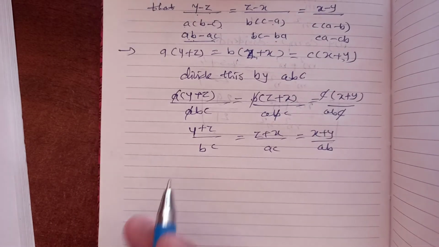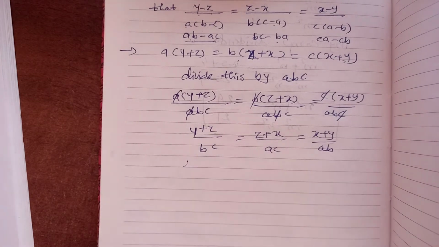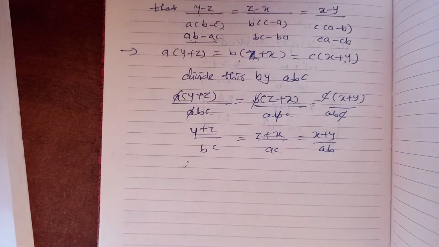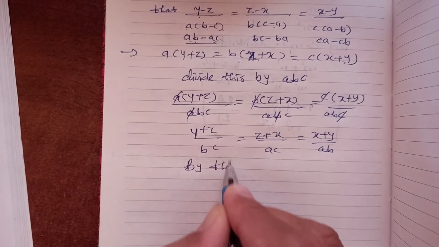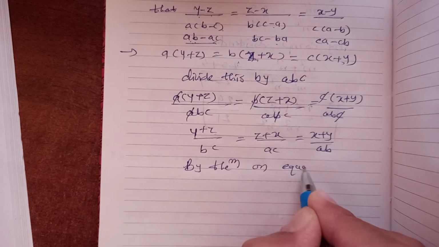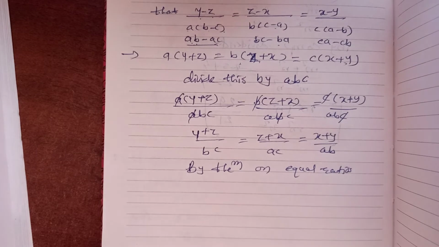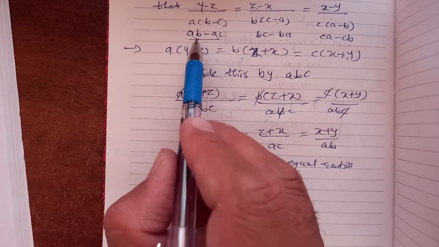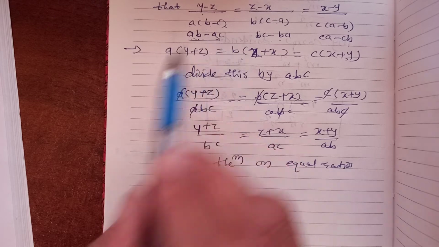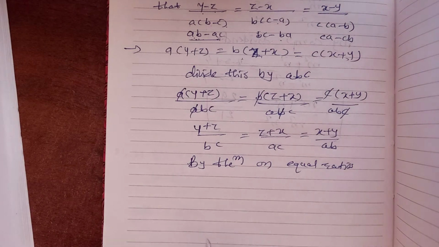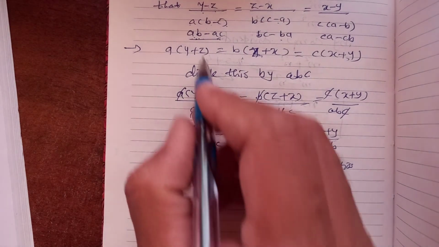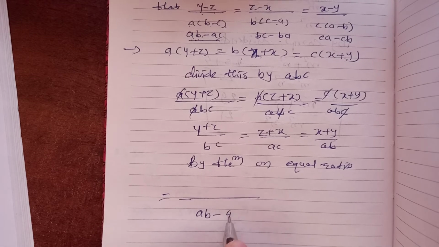Okay. Now by theorem on equal ratios. So here we have to apply the theorem on equal ratios. So how can we find this? By theorem on equal ratios, here you have to say equal ratios. Okay, what you have to do, see first. What we want as the first ratio is AB minus AC. Then how to find that AB minus AC? See here, I will write directly AB minus AC.